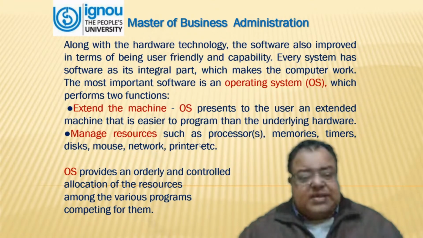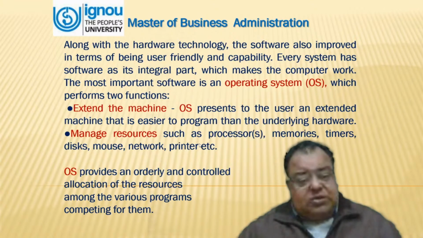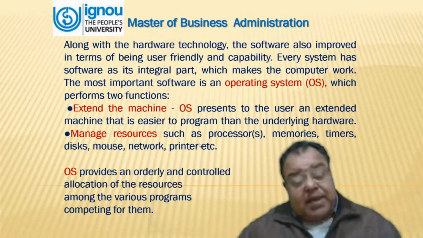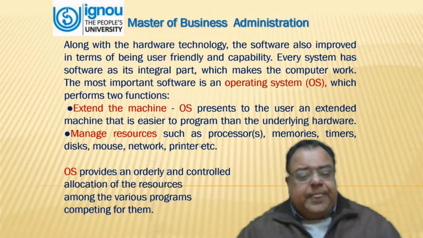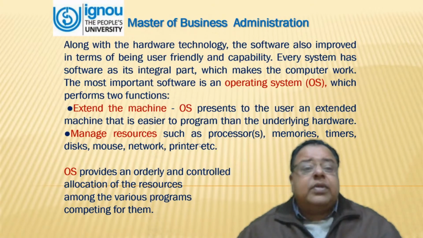Extend the machine: the OS presents to the user an extended machine that is easier to program than the underlying hardware. The second one is manage resources such as processors, memories, timers, disks, mouse, network, etc. Operating system provides an orderly and controlled allocation of the resources among the various programs competing for them.